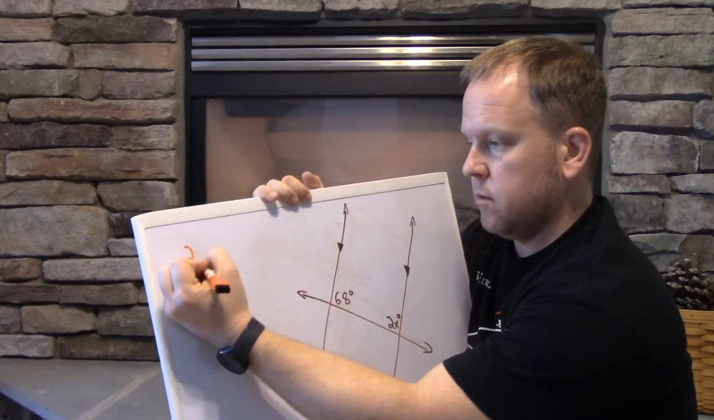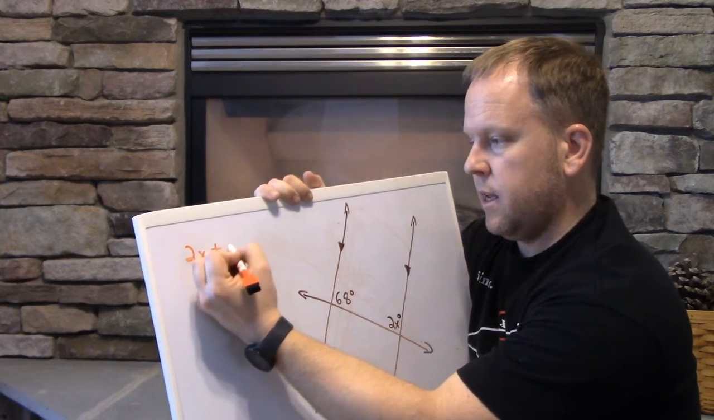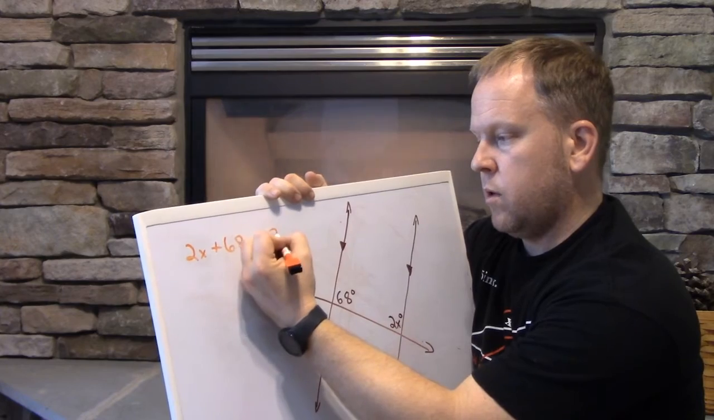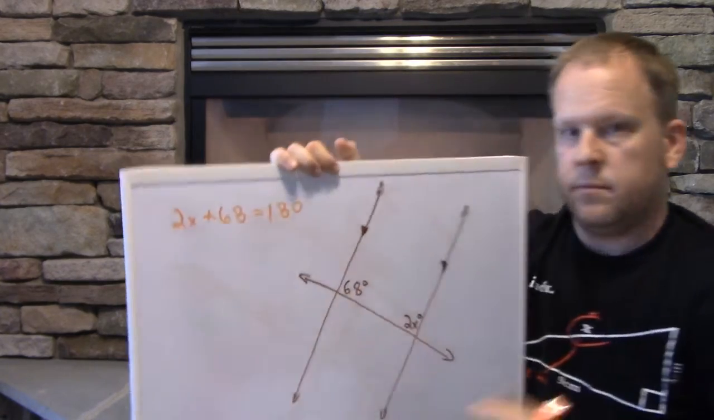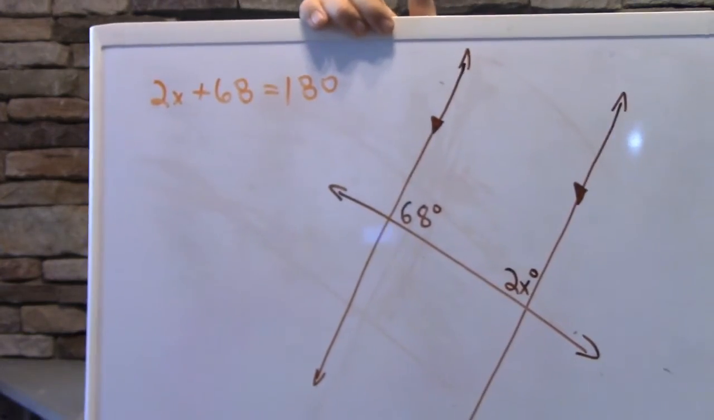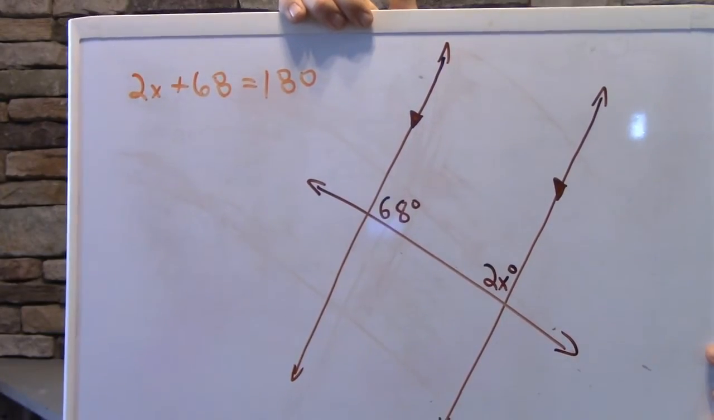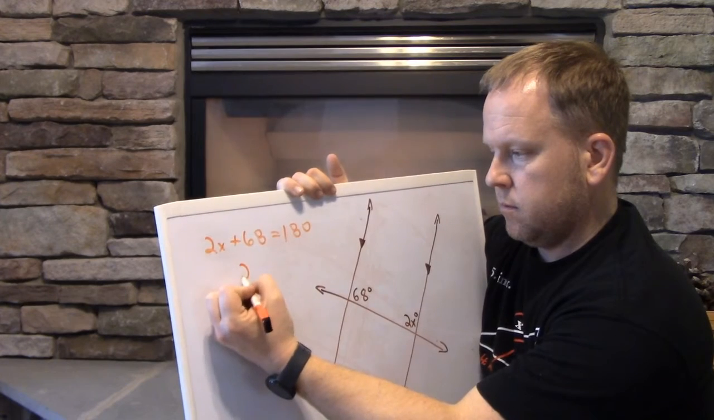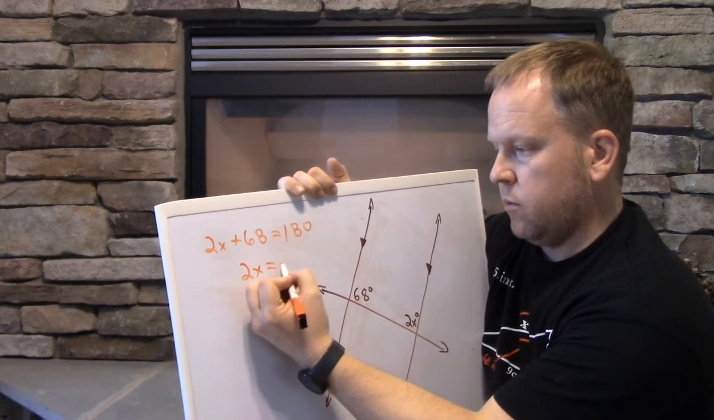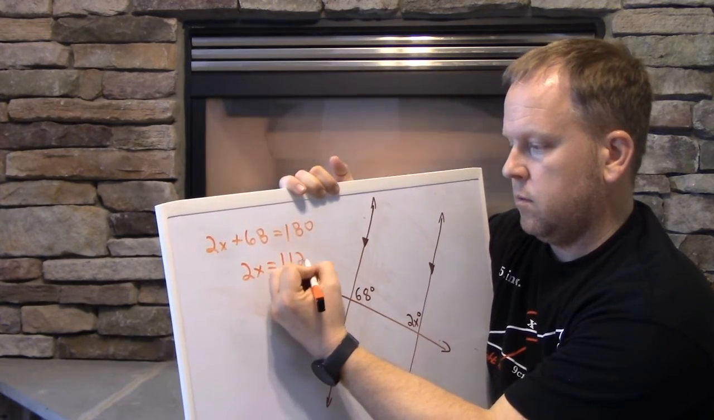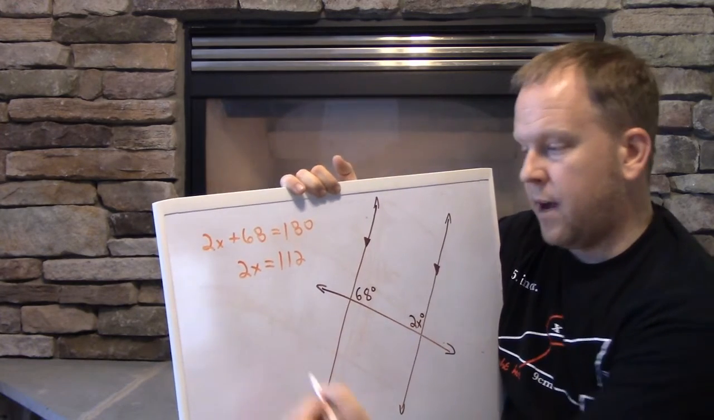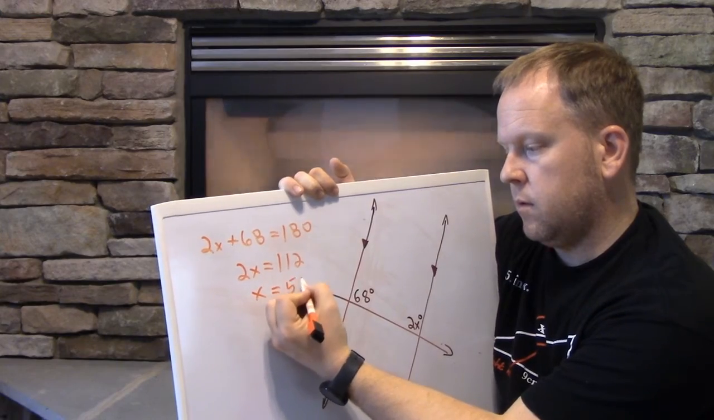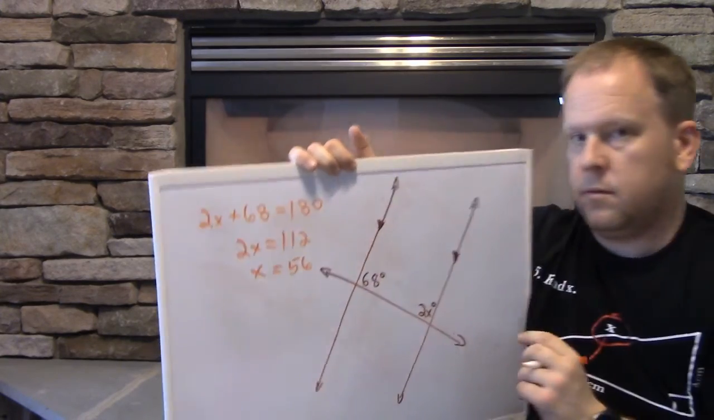So 2x plus 68 equals 180. Solve. Subtract 68 from both sides. I'm left with 2x equals 112. Divide by 2. X equals 56.